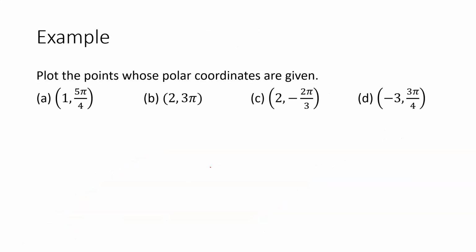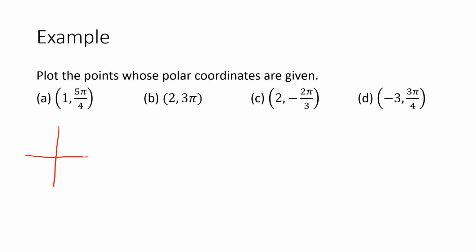So let's just practice plotting points in polar coordinates. The first point, 1, 5 pi over 4, has a radius, a value of r, of 1. That means it's 1 unit away from the origin, and makes an angle of 5 pi over 4 with the polar axis. So where would that angle land?